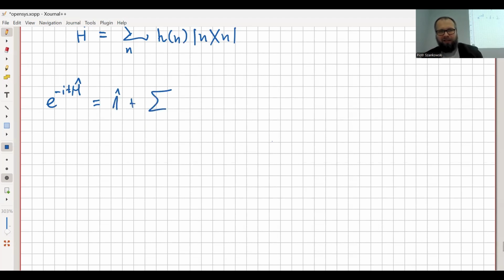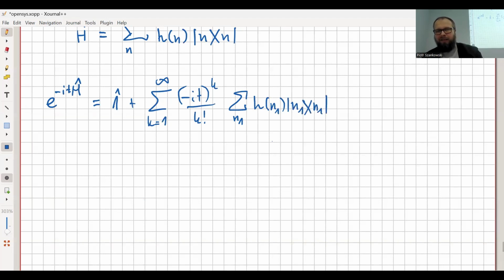Identity plus the sum over k from 1 to infinity of (minus i t) to the k over k factorial. And let's start. So we will have the ket n1, h of n1, bra n1. So that would be the first Hamiltonian, up to the kth Hamiltonian, h of nk, ket nk, bra nk. I just substituted the spectral decomposition for each Hamiltonian.